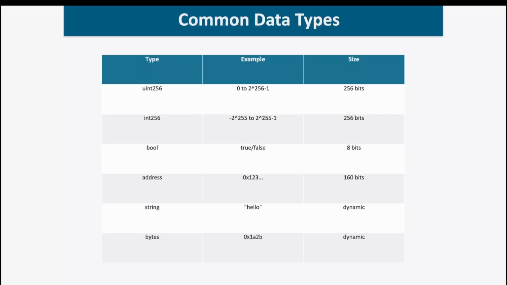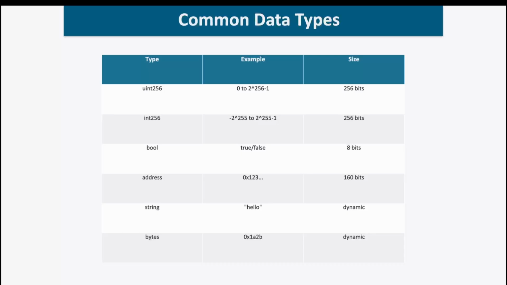Common data types. Solidity is statically typed. Every variable has a specific type. Let's learn the most common ones. A uint256 is an unsigned integer, a number from 0 to 2 to the power 256 minus 1. That's an astronomically large number. It's useful for balances, amounts, and counts.